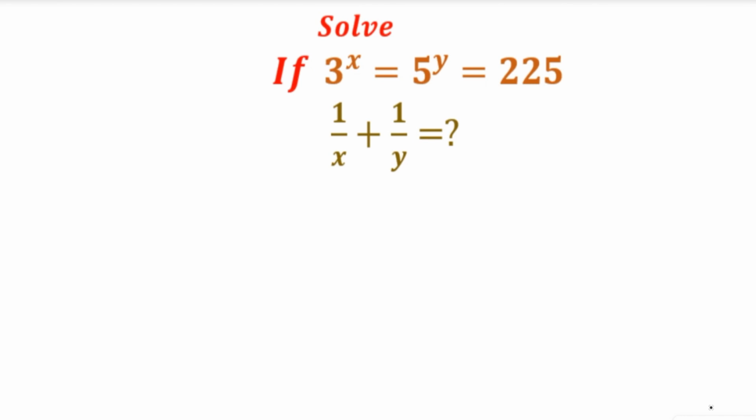We are going to find the solution to this Maths Olympiad mathematics question. It says if 3 to the power of x equals 5 to the power of y equals 225, 1 over x plus 1 over y will be equal to what?